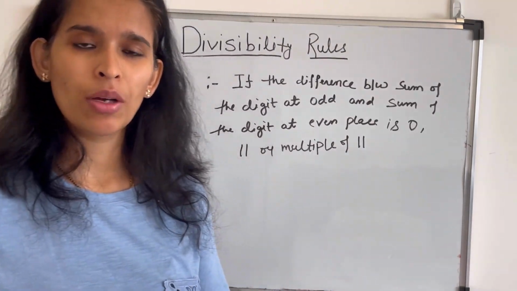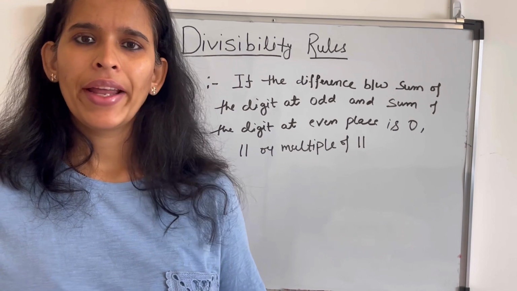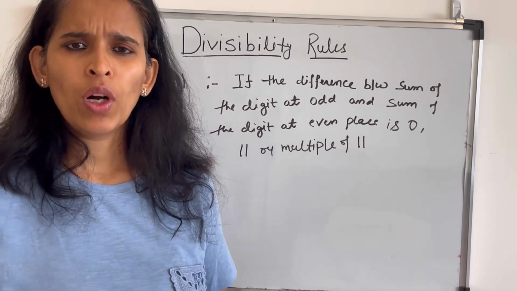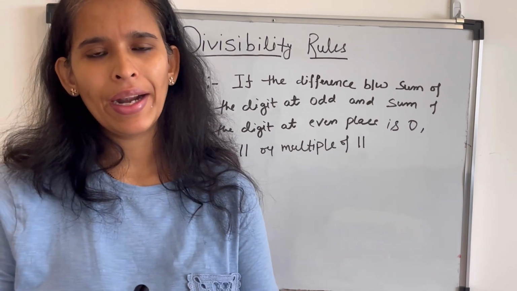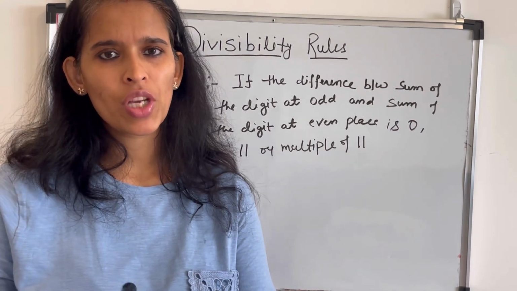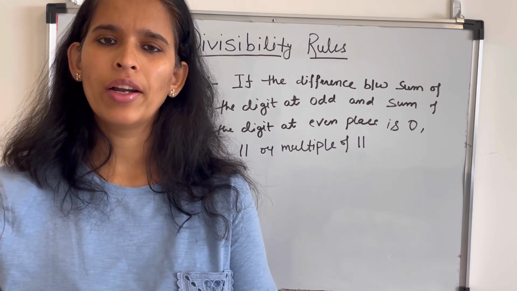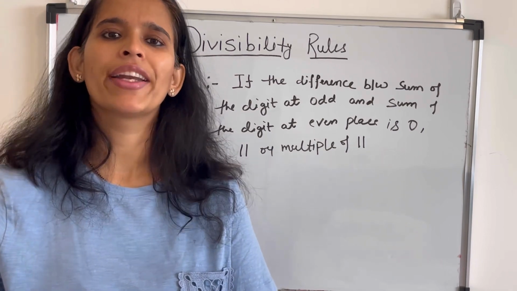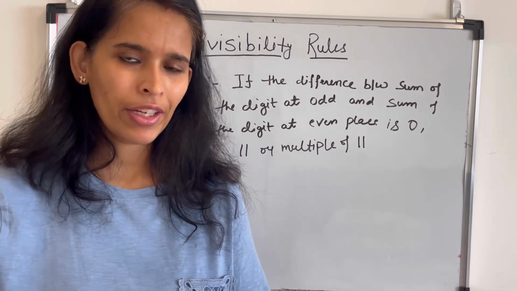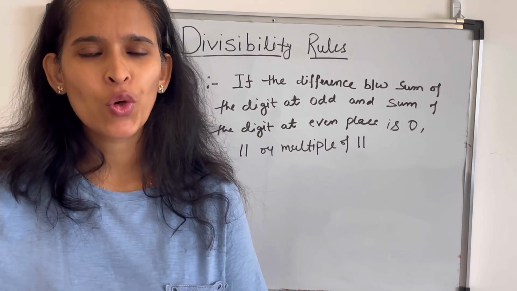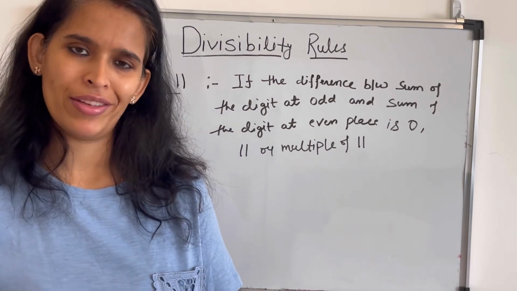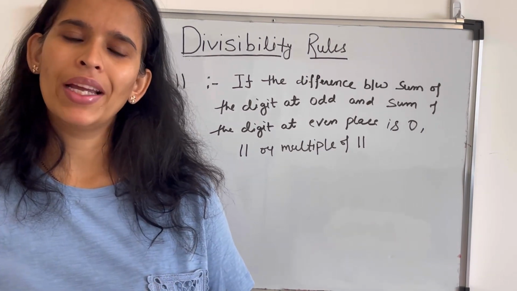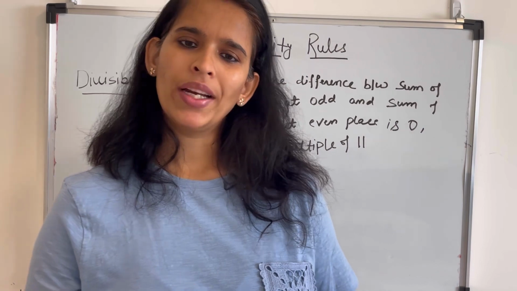Now we'll learn the divisibility rule of 11. Let's learn which number is divisible by 11 and how we can find out whether a number is divisible by 11 or not. We will add all the digits at odd places, and add all the digits at even places, and then find the difference of the even and odd sums. If that is 0, 11 or a multiple of 11, then that number is considered divisible by 11.